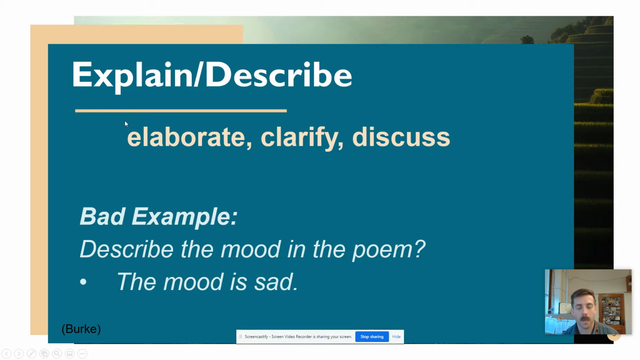So if a parent came in and said, hey, explain where you were last night because you were out until 2 a.m., and you said, I was with friends, that wouldn't really be a great explanation of where you were, right? You need to have piece by piece, detail by detail. Here's exactly what I was doing. Elaborate and clarify what we're talking about.